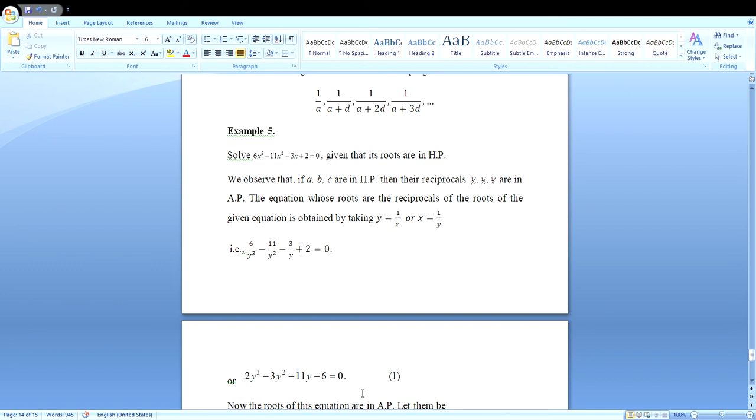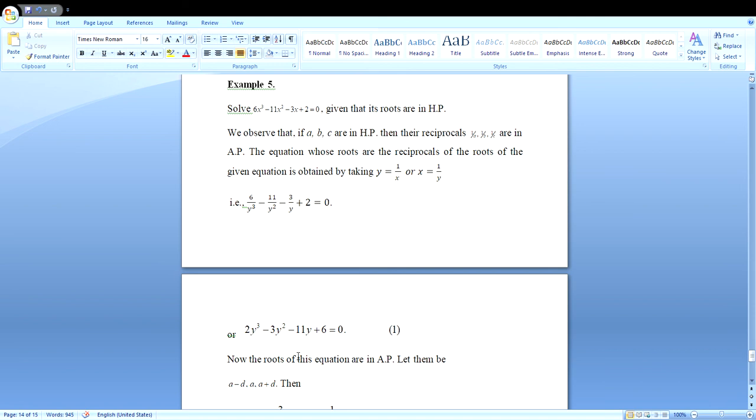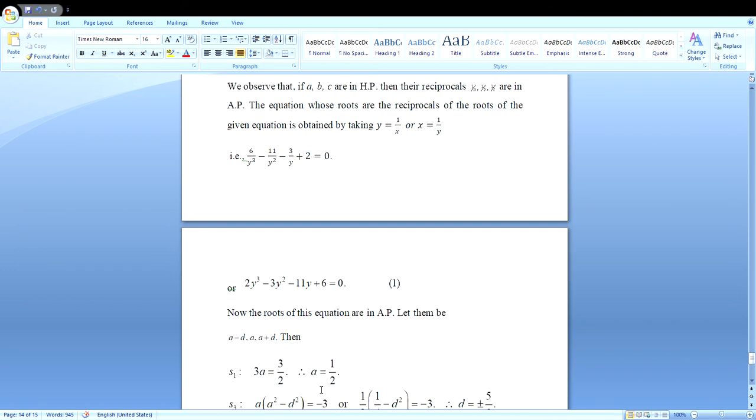Now the roots of this equation 1 are in AP. Let the roots be a minus d, a, a plus d. Then we can write S1 for equation 1. S1 is a minus d plus a plus a plus d, that is 3a. 3a is equal to minus a1 by a0, that is 3 by 2. Cancelling 3, a is 1 by 2.